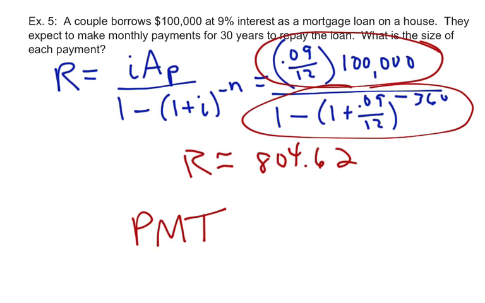Now, if you're using the TVM solver, what you're going to be solving for in this case is the payment. Remember that when you are paying back something, like you borrow money for a car, you borrow money for a house, or you're getting money from a lottery annuity, you're going to be using the present value of an annuity. When you're putting money into an account, that's when you're going to use the formula for A sub I.